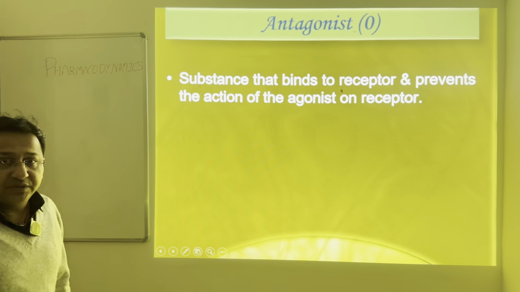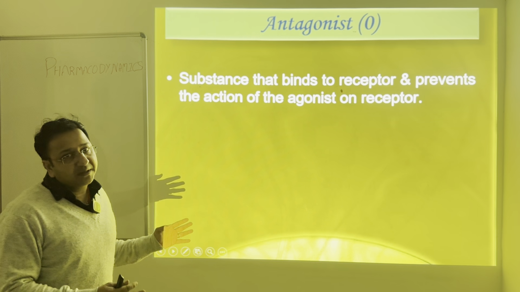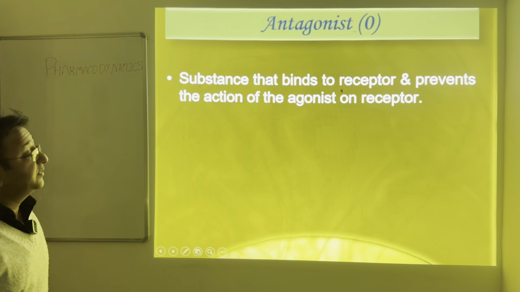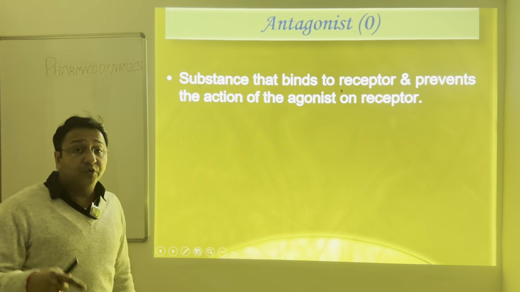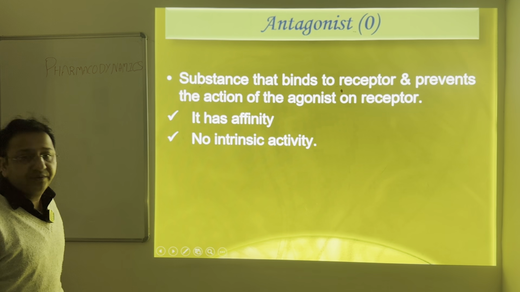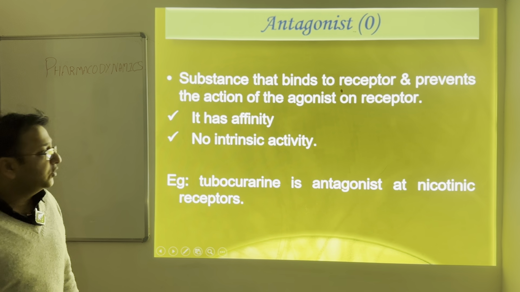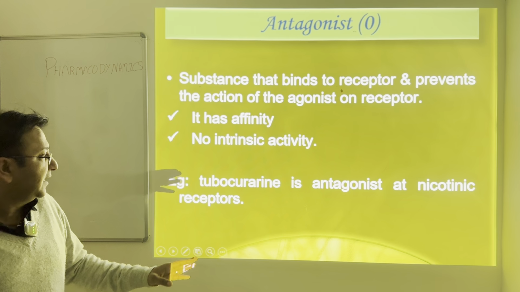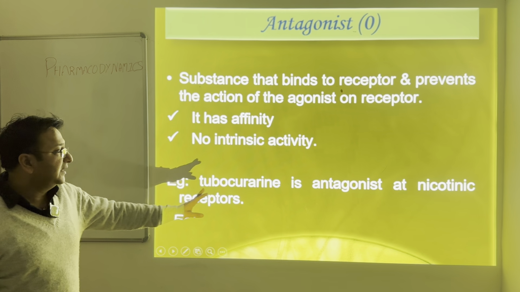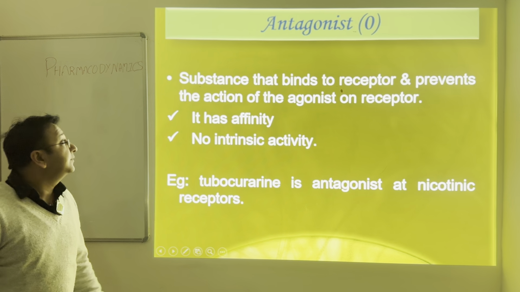The second is the antagonist. It has the affinity, but it will not have the intrinsic activity. It binds to the receptor and prevents the response. Remember, it will not have the opposite intrinsic activity. So remember, this one has affinity but no intrinsic activity. For example, tubocurarine. Tubocurarine is an antagonist at nicotinic receptors. It's a skeletal muscle relaxant.